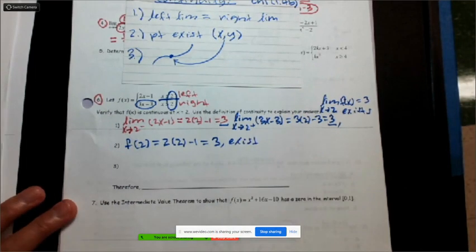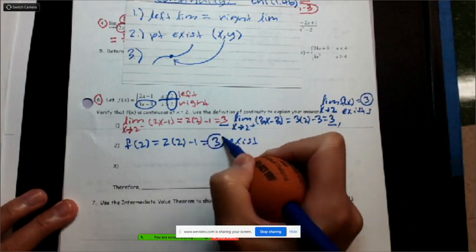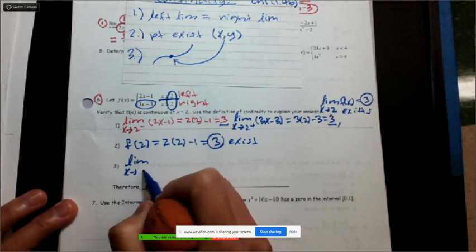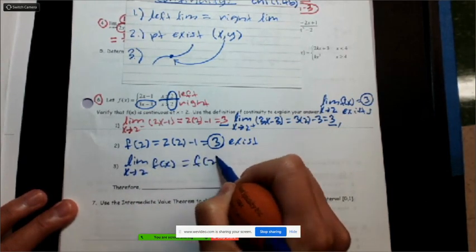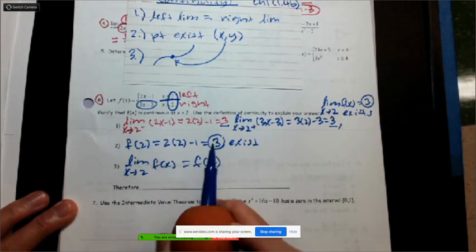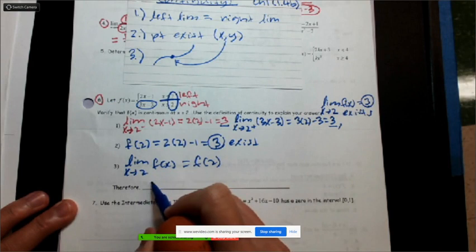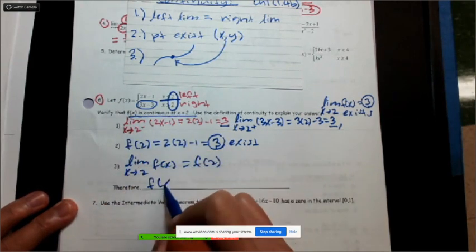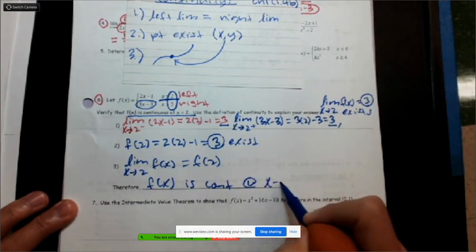And here's a good thing. The fact that my first limit and my second point are identical, I would write out the limit as x approaches 2 of the function is also equal to my point. That was my point, that was my limit, and they are identical. So all we have to now say is copy this piece right here: f of x is continuous at x equals 2.